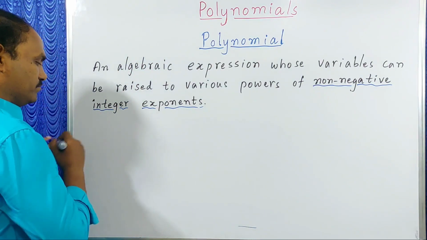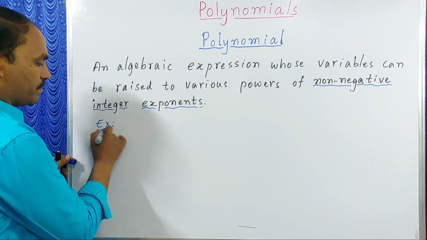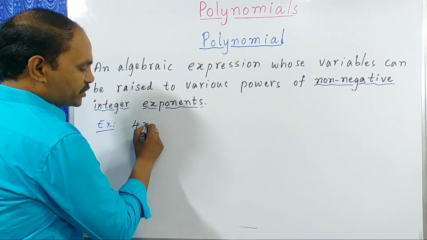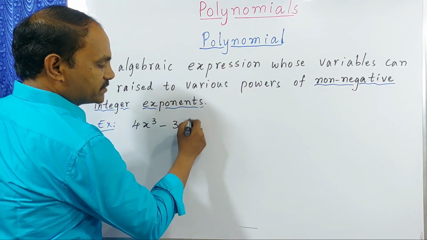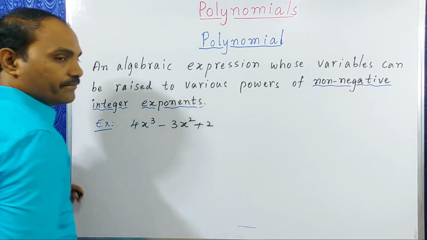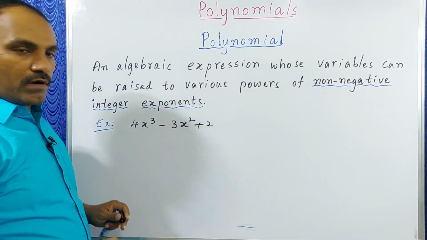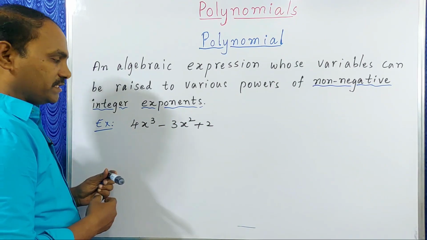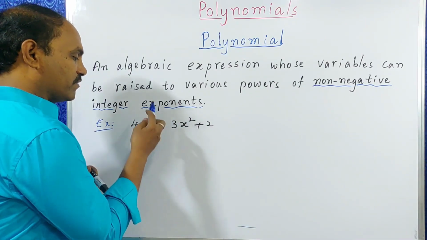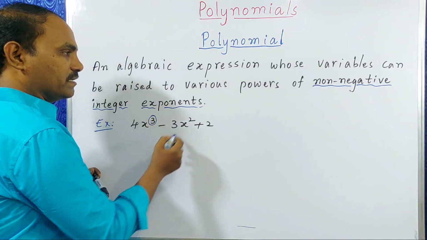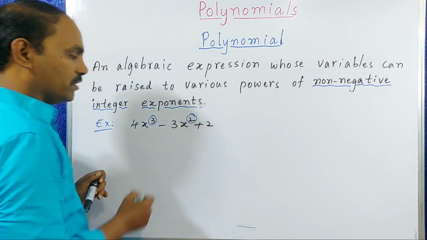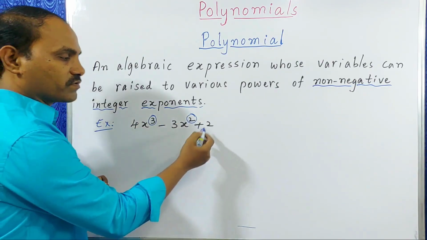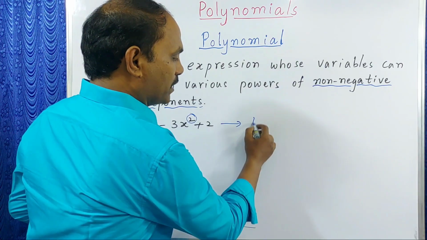For example, 4x cube minus 3x square plus 2. Here in this, all exponents are positive numbers. One exponent is 3, here exponent 2. All are positive numbers. That's why 4x cube minus 3x square plus 2 is a polynomial.